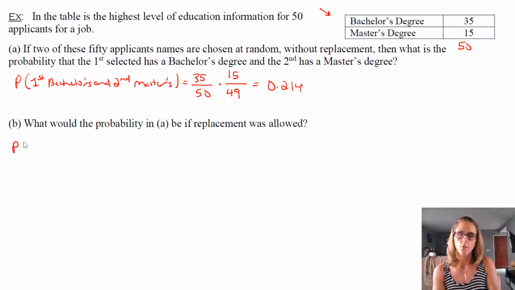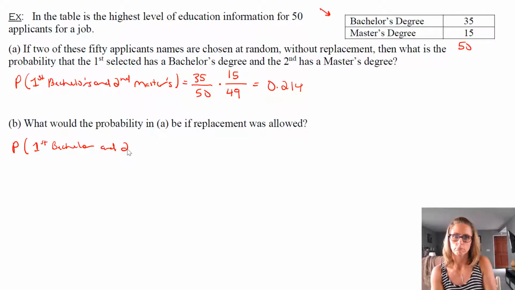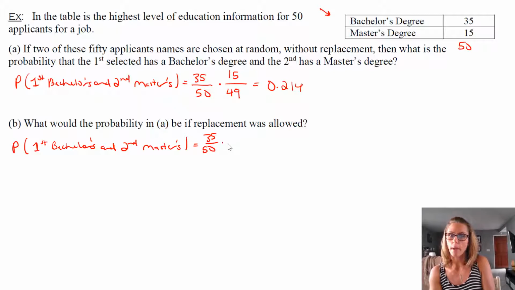Now, if replacement was allowed, so notice that part B just says, what if we put that applicant back into the bag? What would happen? What you'll find is that if we do that, we should end up with 35 out of 50, but then that person goes back into the bag, so we still have the 50 applicants, and now we just have 15 with the master's. So when we do this, and I really should be doing this because I'm rounding these numbers, we get 0.210.